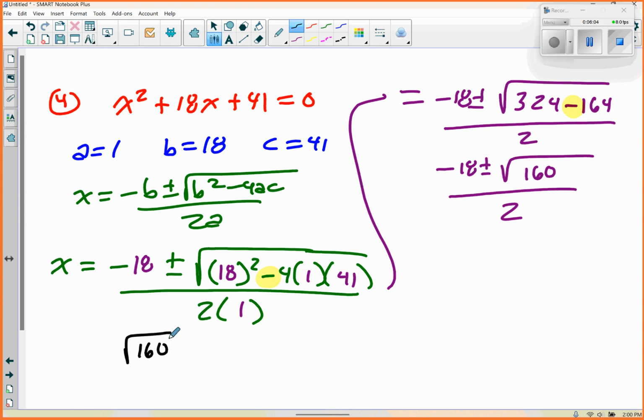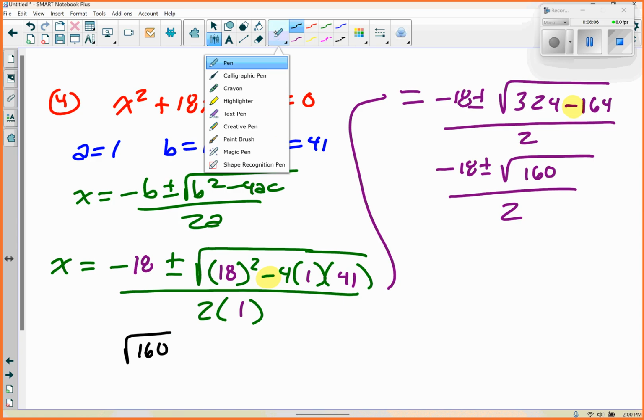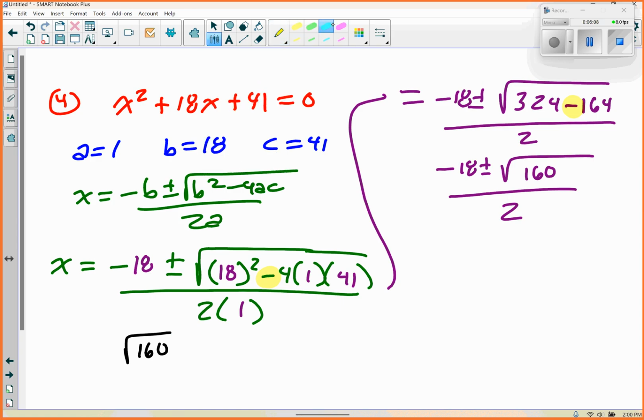All right, so I want to break up this 160. I'm going to take it off to the side and break it down to see how I can reduce it. 16 times 10. So that's 16 times 10. The perfect square there is 16, so I'm going to get 4 root 10. So 4 root 10 is going to replace root 160.